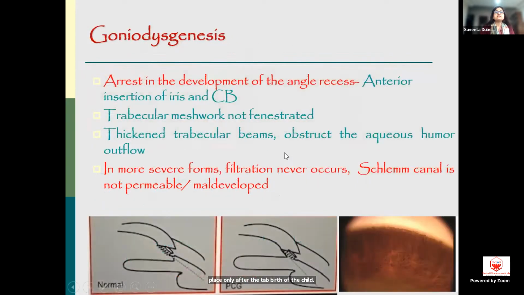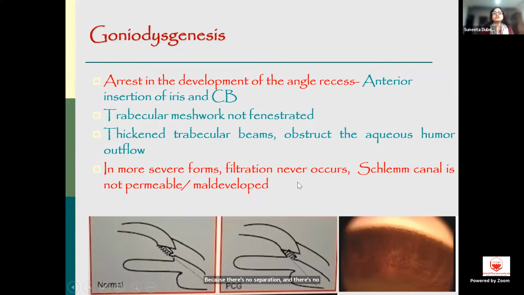So what happens in congenital glaucoma is that there is goniodysgenesis. There's an arrest in the development of the angle recess. There's no separation of the TM and the ciliary body from the Schwalbe's line. As a result, you will see there is wrap around insertion. As you can see here in this picture, the iris is inserted directly into the TM because there's no separation and no formation of the angle recess.